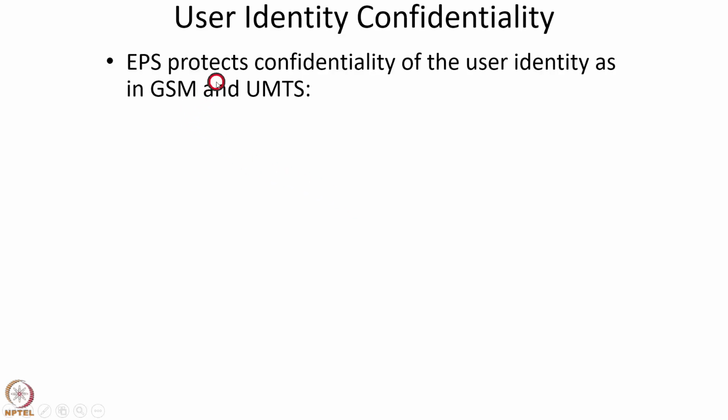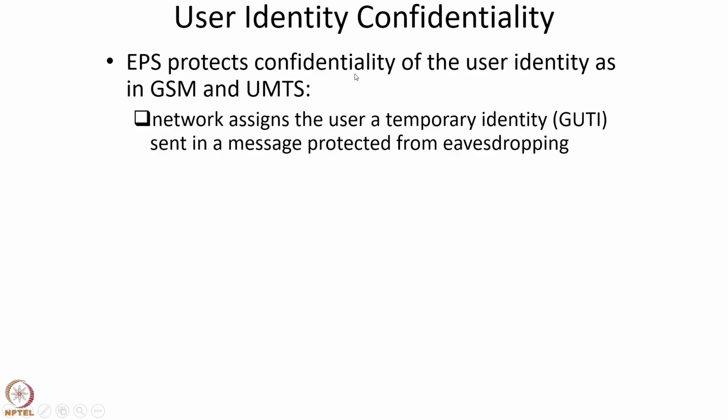So, EPS protects the confidentiality of the user identity similar to that in GSM and UMTS. In particular, the network assigns the user a temporary identity or GUTI. This identity is sent in a message that is protected from eavesdropping. So, an intruder who is eavesdropping on the channel between the cell phone and the base station is not able to capture the value of GUTI, since it is encrypted.